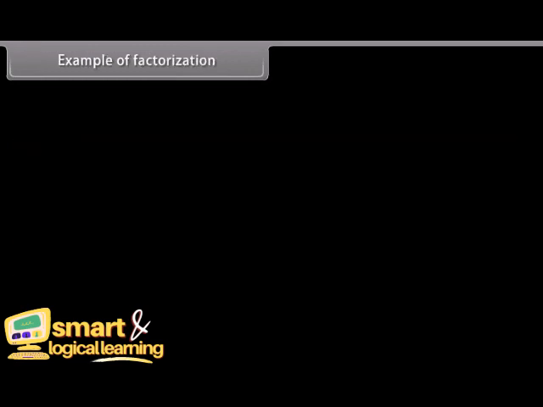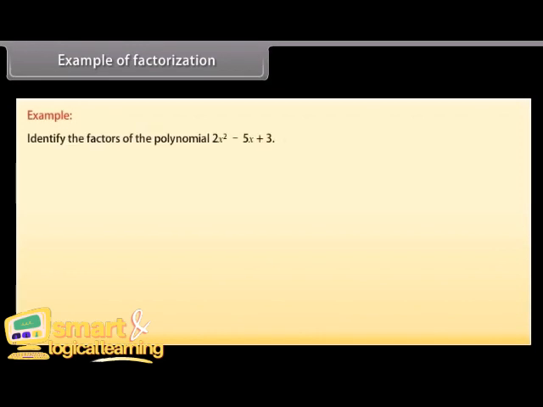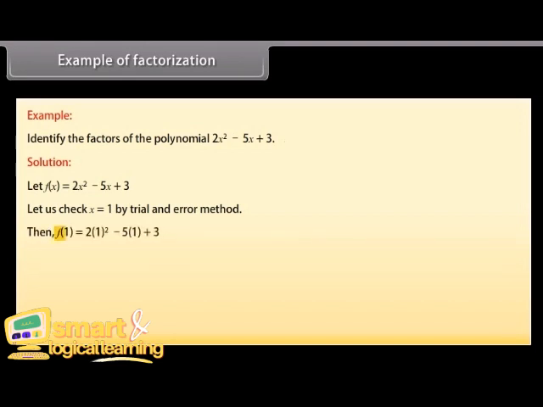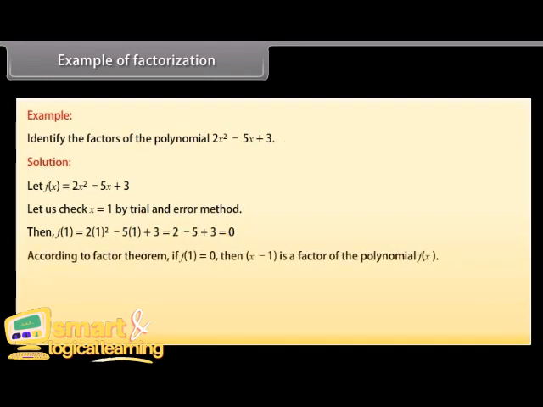Example of factorization. Example. Identify the factors of the polynomial 2x^2 - 5x + 3. Solution. Let f(x) = 2x^2 - 5x + 3. Let us check x = 1 by trial and error method. Then f(1) = 2(1)^2 - 5(1) + 3 = 2 - 5 + 3, which equals 0. According to the factor theorem, if f(1) = 0, then x - 1 is a factor of the polynomial f(x). Therefore, x - 1 is a factor of the given polynomial.